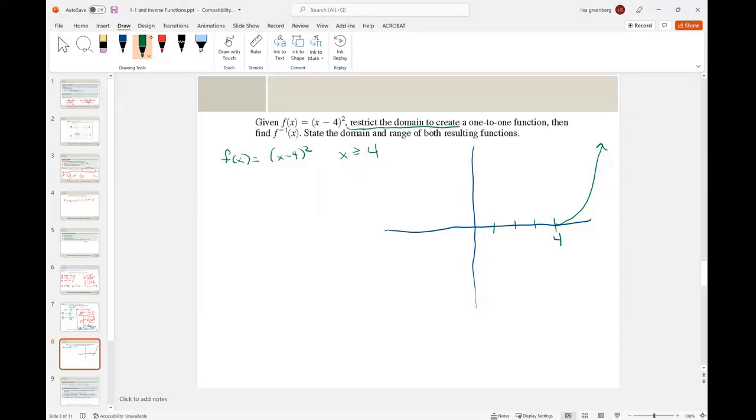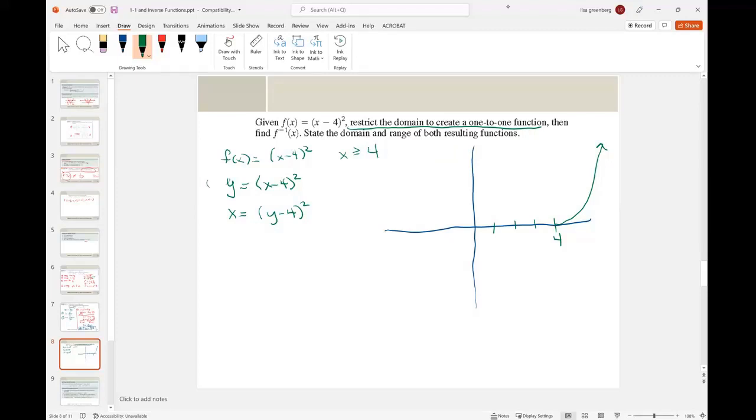Restrict the domain to create a one-to-one function. I did that. Now I'm going to find the inverse. And again, we're going to go in steps. So y equals (x minus 4) squared. Then we're going to change x and y. What's my next step? I guess you would square root.